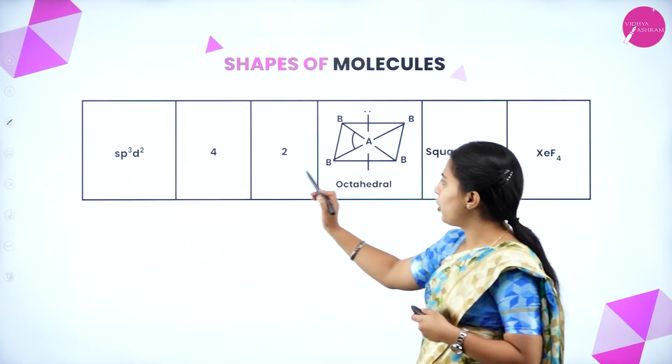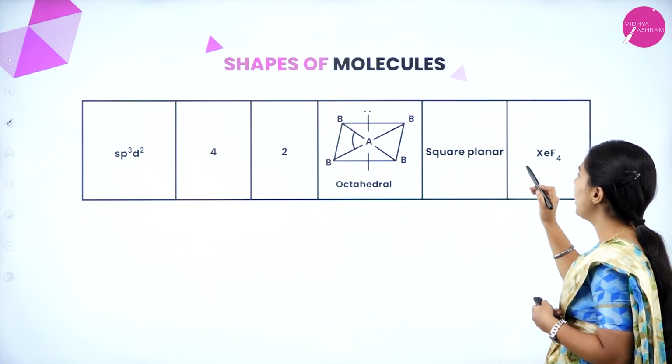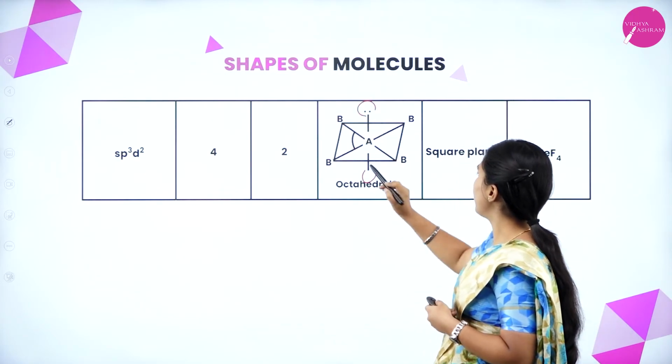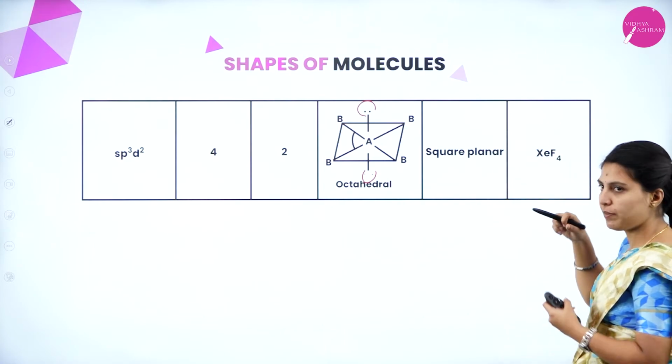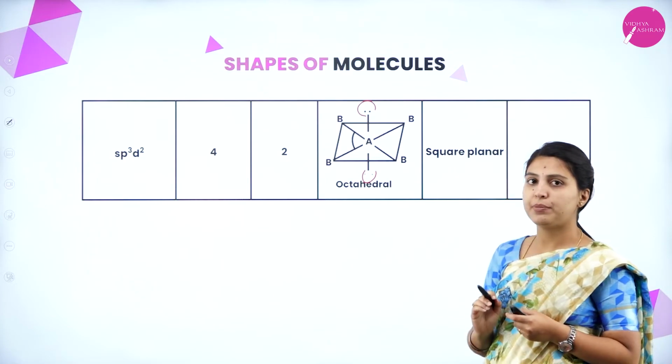sp3d2, 4 bond pair, 2 lone pair, octahedral it should form, but due to here one lone pair is present, here one lone pair is present, that's why it will form square planar. This repulsion will take place, it will form square planar XeF4. It is also an exceptional case.